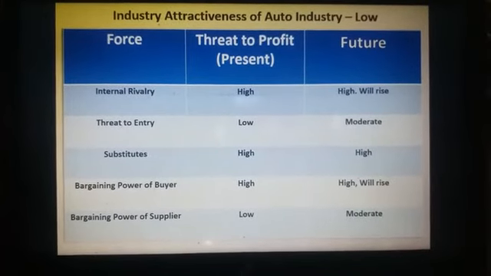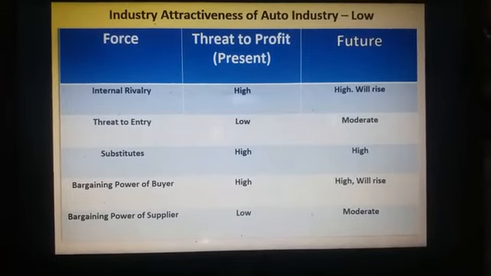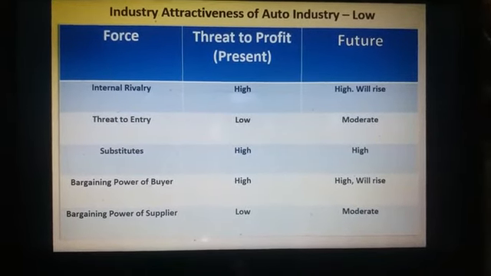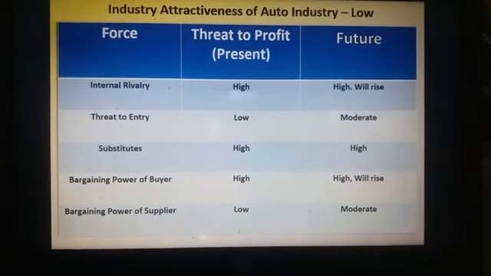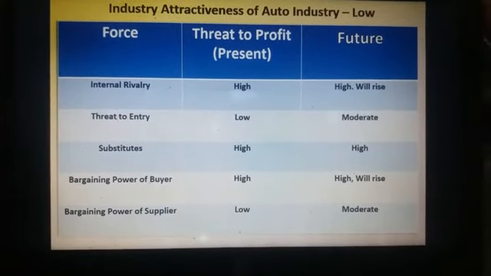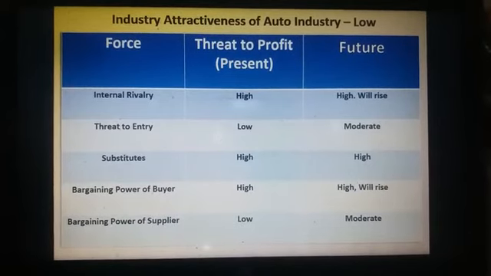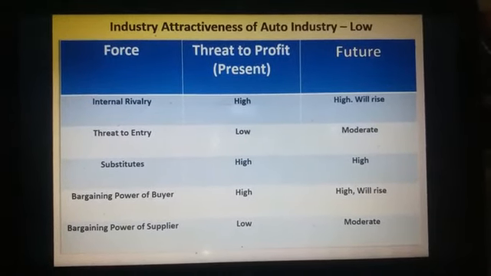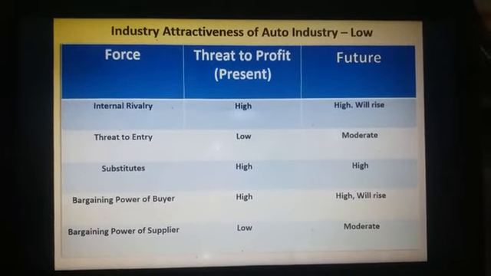Substitute goods are quite high in the present scenario. You have got various ranges. You want to buy Creta, you want to buy Hyundai, you want to buy Honda, you want to buy Maruti Suzuki, any other thing. Bargaining power of buyers. I'm a buyer. I've got a right. If you want to give this, fine. I'll go to the adjacent one, Nexa store. No Nexa, I'll go to Hyundai. So I've got a choice. Bargaining power of suppliers is less these days and can be moderate in the given future time period.